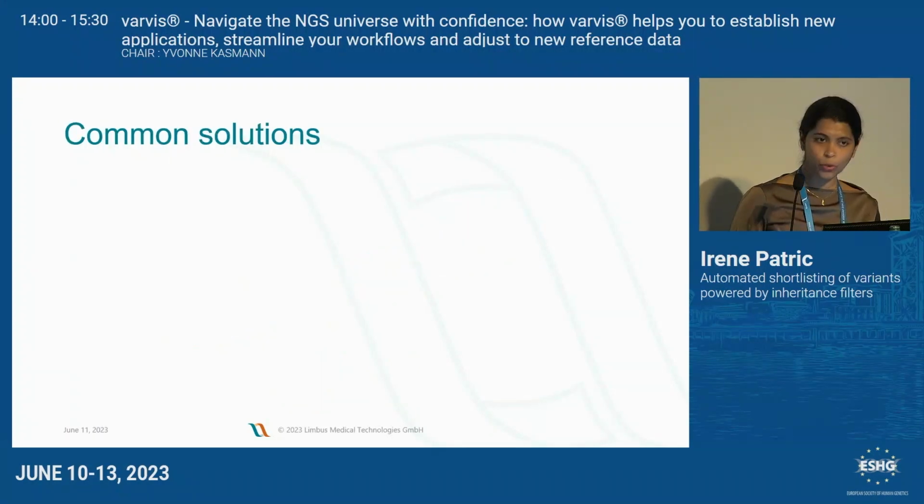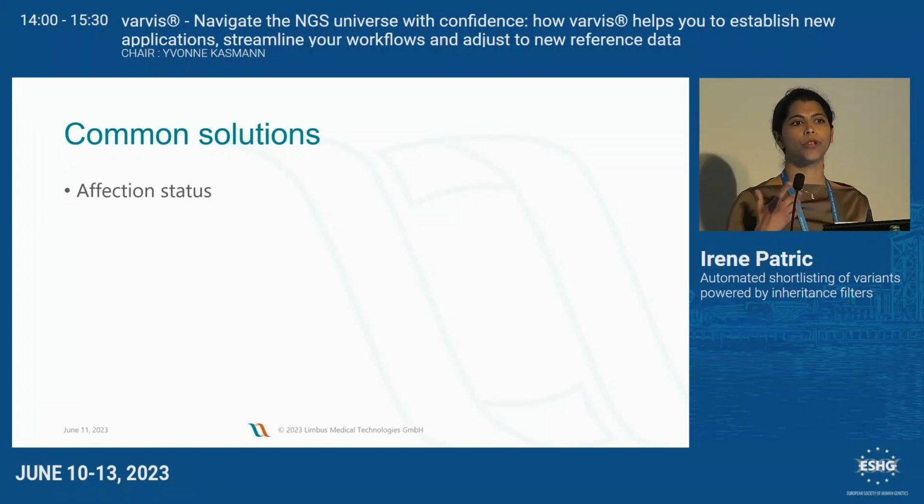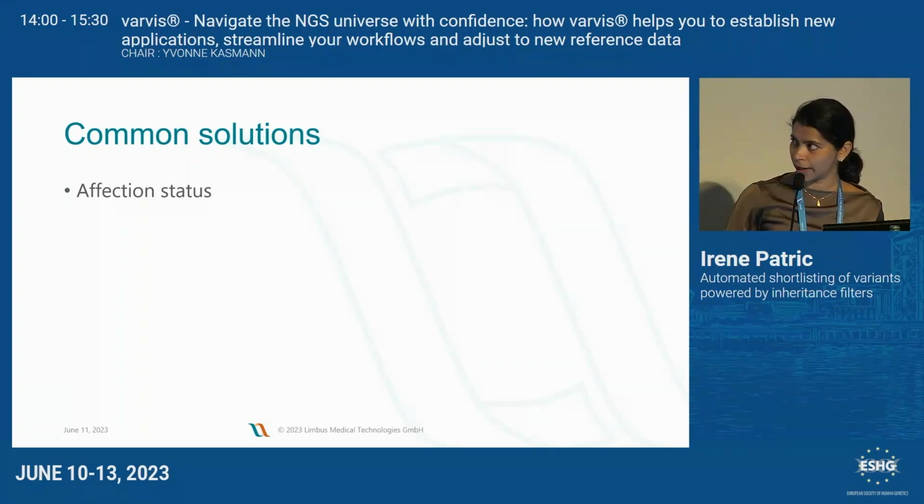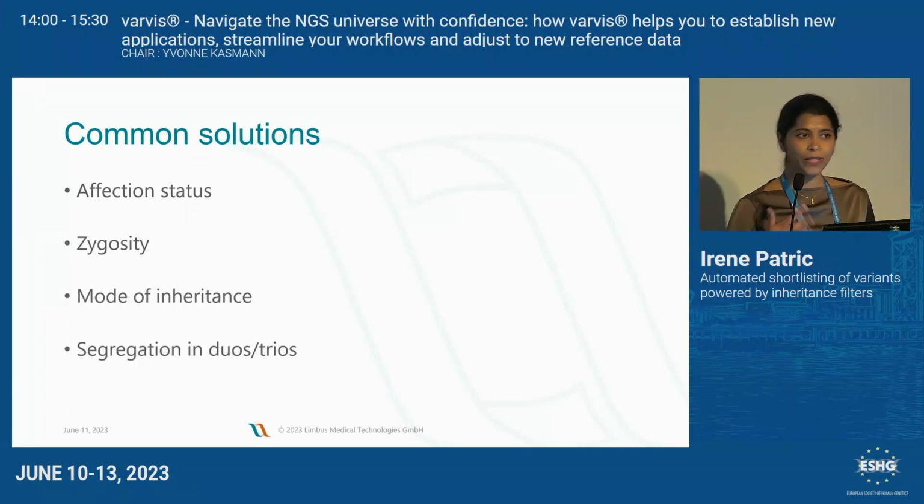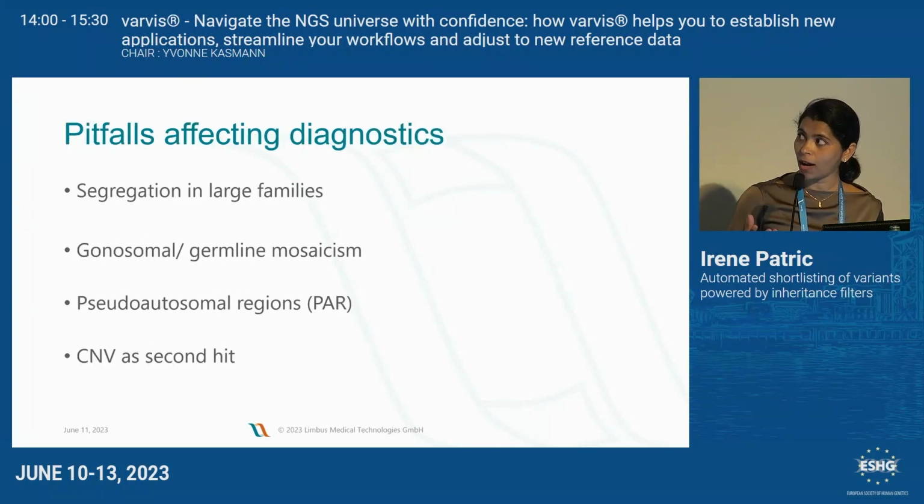So what are the common solutions we see across tools? One is, of course, you need to check whether the individuals are affected or unaffected. Then you have the zygosity that you must take into account. Sometimes people also filter in addition for mode of inheritance, but a better way is segregation. Several tools cannot go beyond duos and trios. So the pitfalls are that several tools are unable to do the segregation for large families.